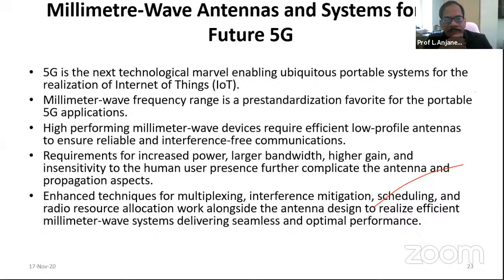Also, for millimeter wave device performance, we need efficient low profile antennas. As I talked about just now, low profile is one of the important characteristics of the antenna. We need a very low profile, because it is smaller in size and weight, for portable applications. For example, for a cell phone, what you need is a very low profile, small antenna to integrate into your cell phone device.